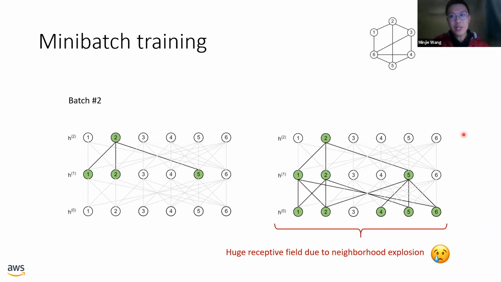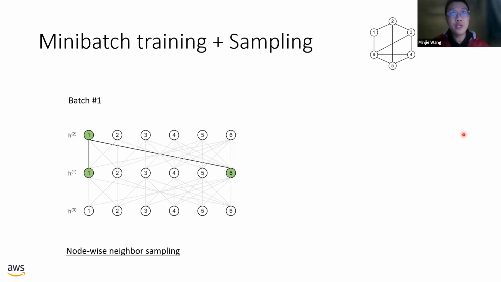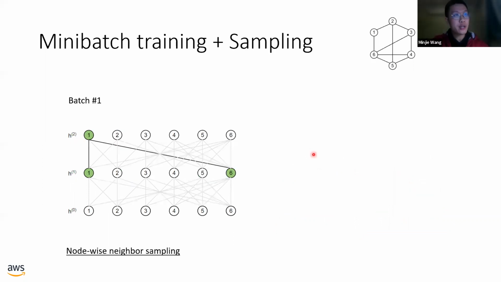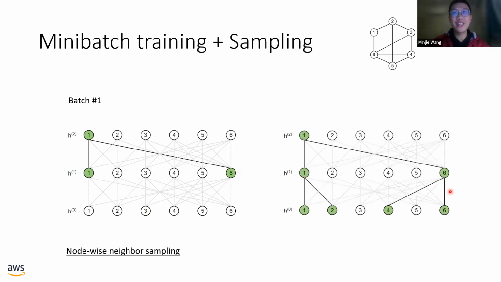To mitigate the issue, people have thought, why not just do sampling? Instead of looking at the entire neighborhood, I just look at a partial neighborhood, and by iteratively looking at subsets, hopefully we can approximate the neighborhoods. Here is an example of node-wise neighbor sampling. We still choose node 1 as batch 1, but instead of choosing both neighbors, 2 and 6, we only choose node 6 as a dependency, and then we move to the next layer and again choose one neighbor as the dependency.